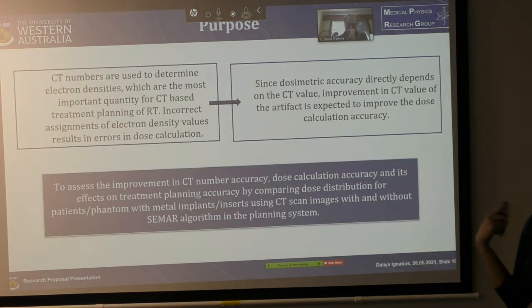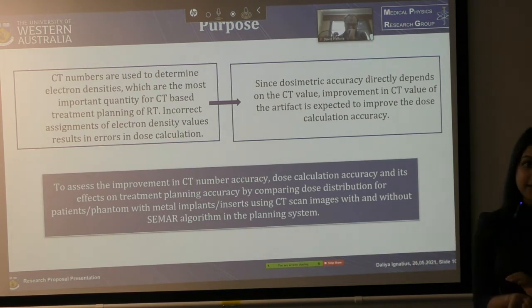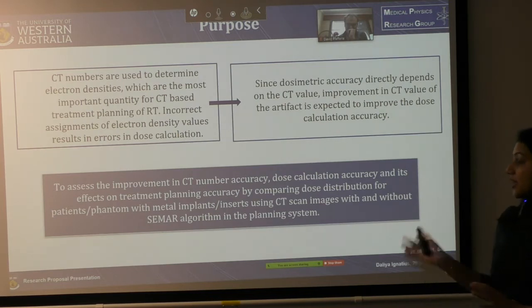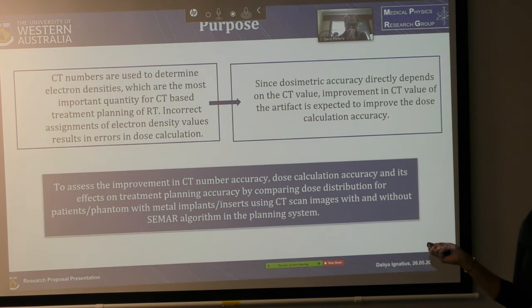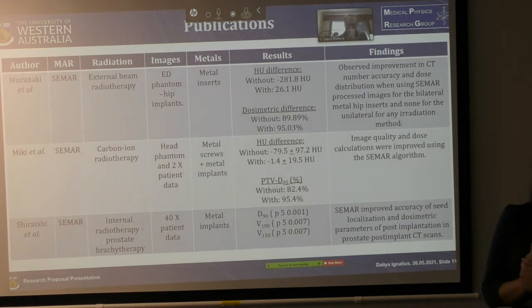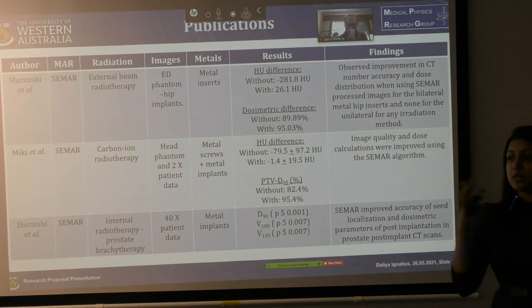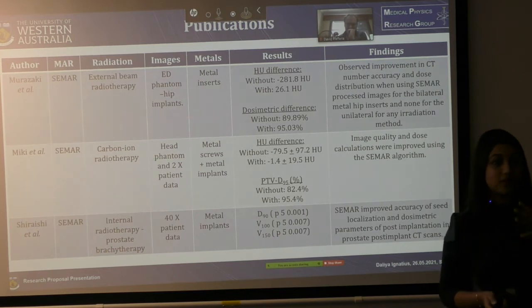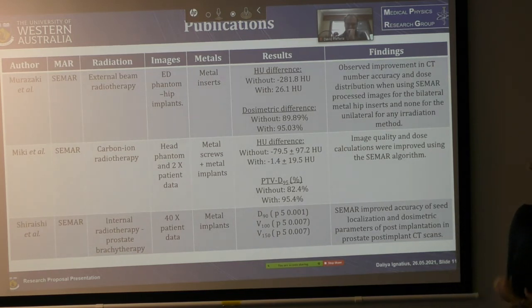So what I'll be aiming to do is assess the improvement in CT number accuracy, dose calculation accuracy, and its effects on treatment planning accuracy using semi-processed and unprocessed images on the planning system. So moving on to some of the publications, there are numerous papers out there that look at the diagnostic imaging side of SEMAR, and all of them have proven that SEMAR is good at producing more accurate image quality.